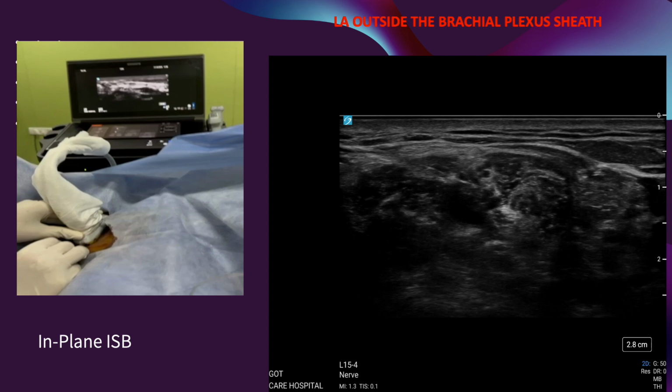Now, an effective block will give a large area of anesthesia from C3 to T1 and will very occasionally miss the C8 to T1 distribution due to lack of local anesthetic spreading inferiorly. Therefore, it is important to check after the block that the patient has appropriate anesthesia.